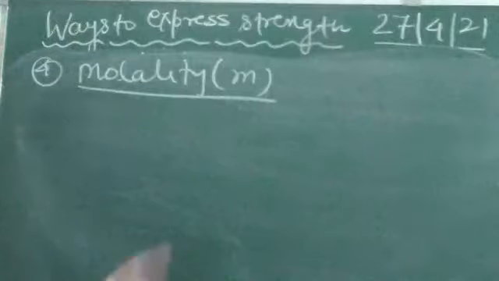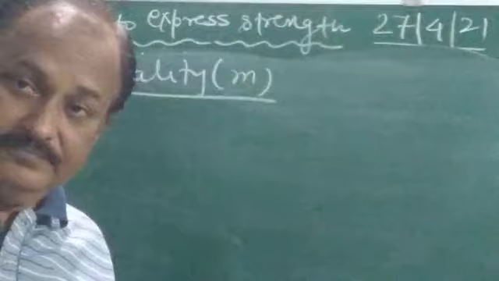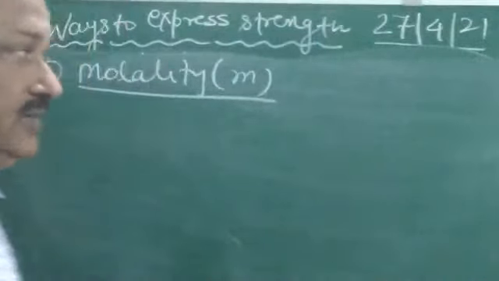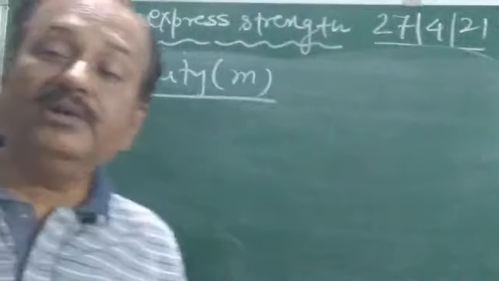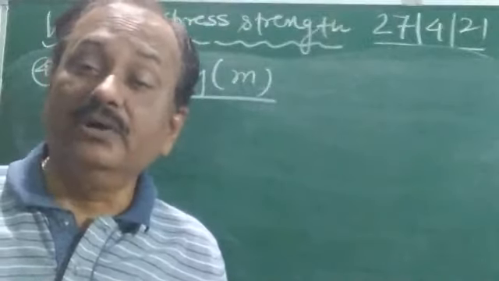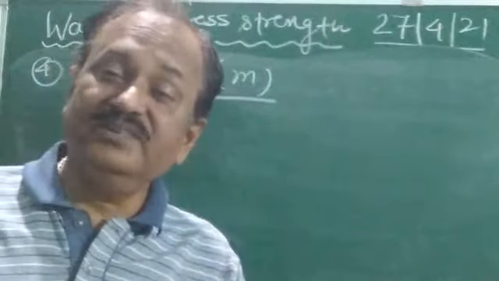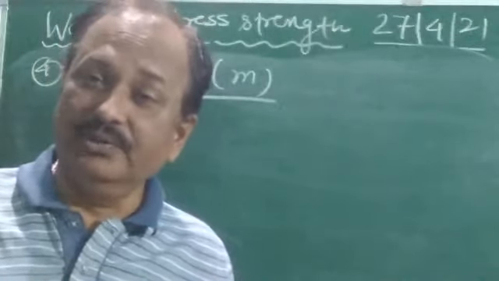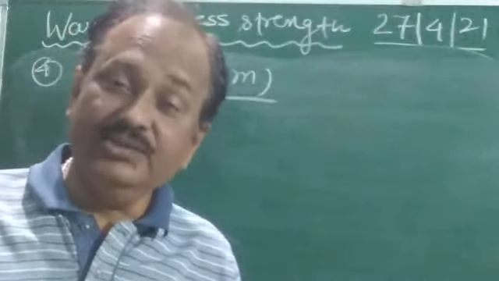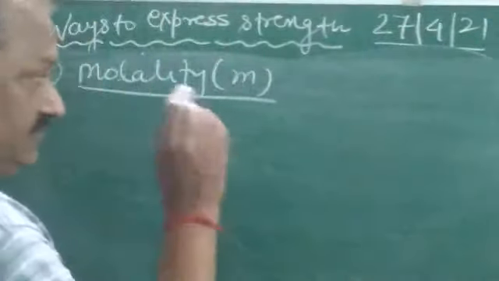Now fourth is molality, and its symbol is small m. Molarity symbol is capital M, molality has symbol small m, and it is defined as the number of moles of a solute present in 1000 gram of solvent. Molarity has number of moles in 1 liter of solution, but molality is number of moles of solute present in 1 kg or 1000 gram of solvent. This is the very important point. First we see the definition.